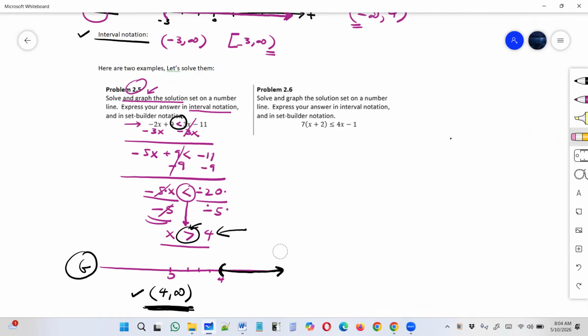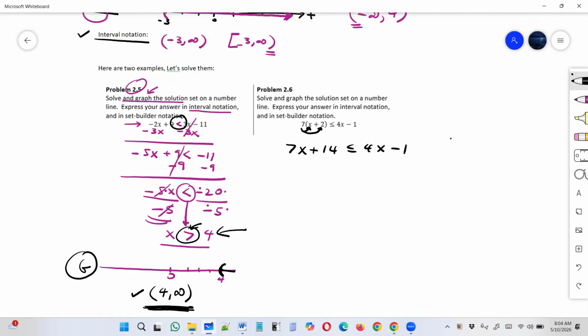All right, very good. So let's do the second one. The second one is a little harder because we have parentheses. So as before, remember, when we have parentheses, we have to remove the parentheses first. So we distribute the 7. So we get 7x plus 14 less than or equal to 4x minus 1.